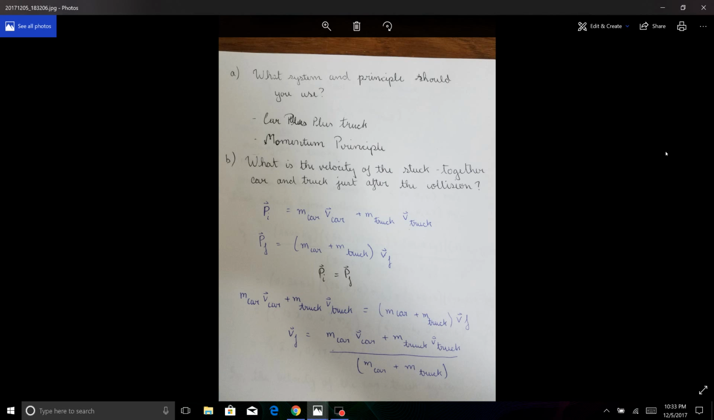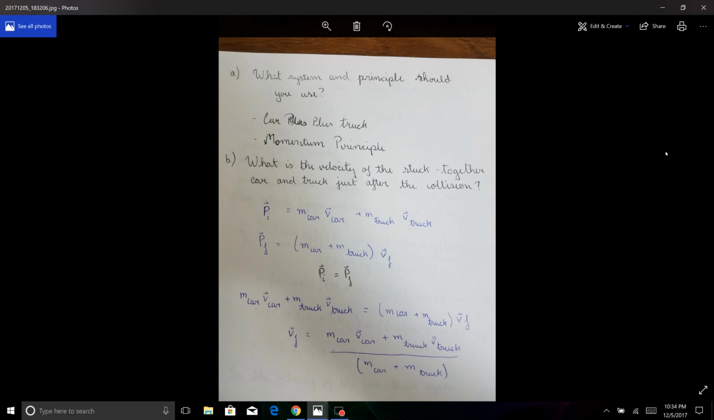Hello, sir. I'm doing an assessment on collisions, chapter 10, and here we have a problem where a car has a mass of 2,300 kilograms that collides with a truck with a mass of 4,300 kilograms. Just after the collision, the car and the truck slide around together, stuck together, with no rotations. In the question, we are given the car's velocity before the collision and the truck's velocity before the collision.